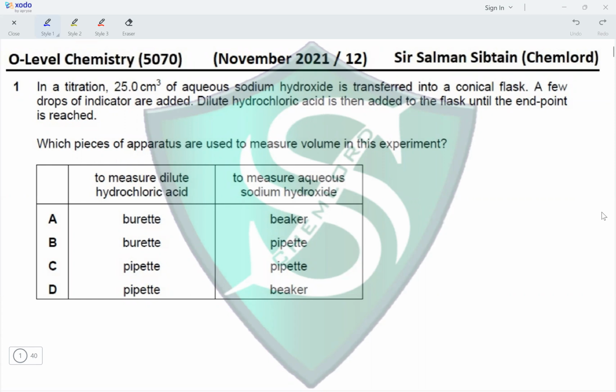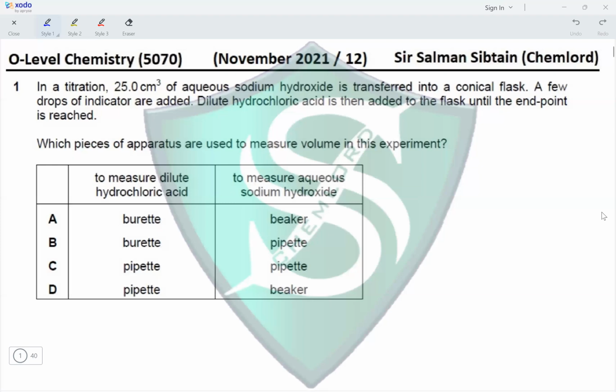Which piece of apparatus are used to measure volume in this experiment? Okay, to measure dilute hydrochloric acid, we have got a burette and a pipette as an option. And to measure aqueous sodium hydroxide, we've got beaker, pipette as the options. Okay, so now first thing, we are carrying out a titration in which 25.0 cm cube of aqueous sodium hydroxide is transferred into a conical flask.